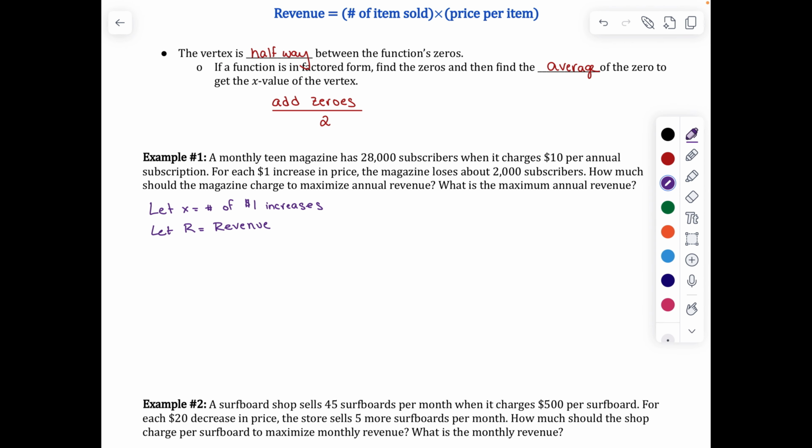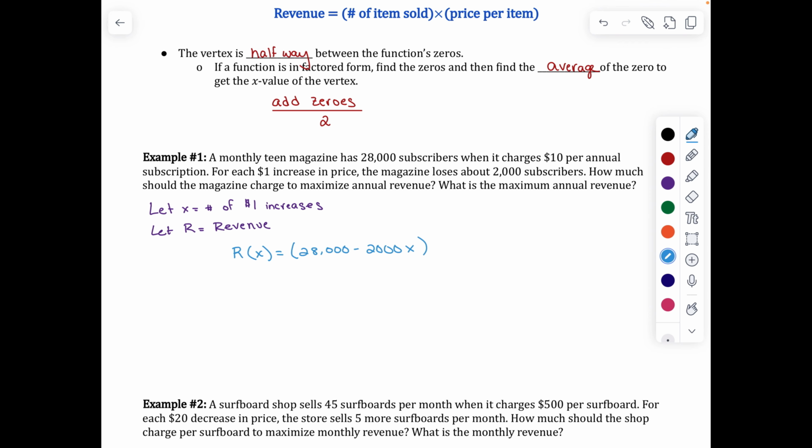So again, we're going to go back to revenue equals number of items sold times the price per item. So our revenue of the number of increases is equal to, how many subscribers do we have? We have 28,000 subscribers, and that is decreasing, so we're going to have minus 2,000 per $1 increase. So 2,000 times x. Every time we increase $1, we lose 2,000 subscribers. So if we increase it $2, we lose 4,000 subscribers.